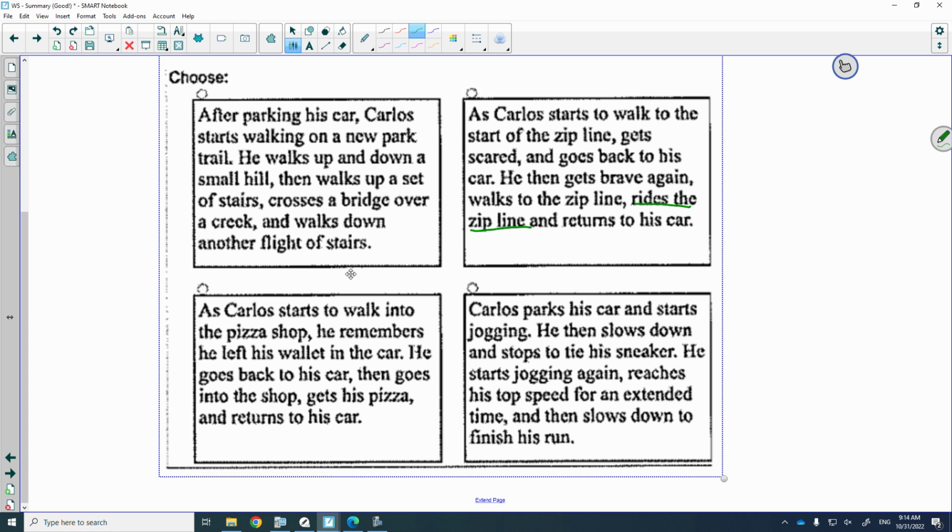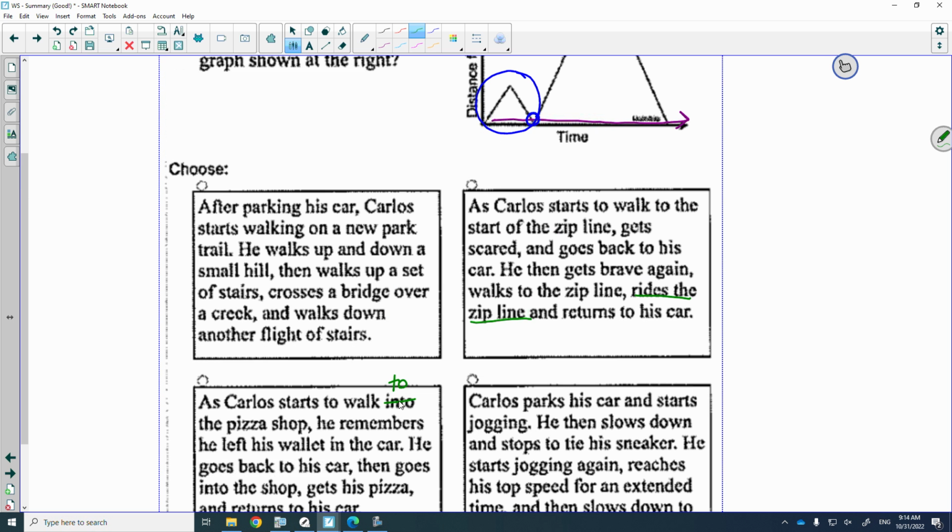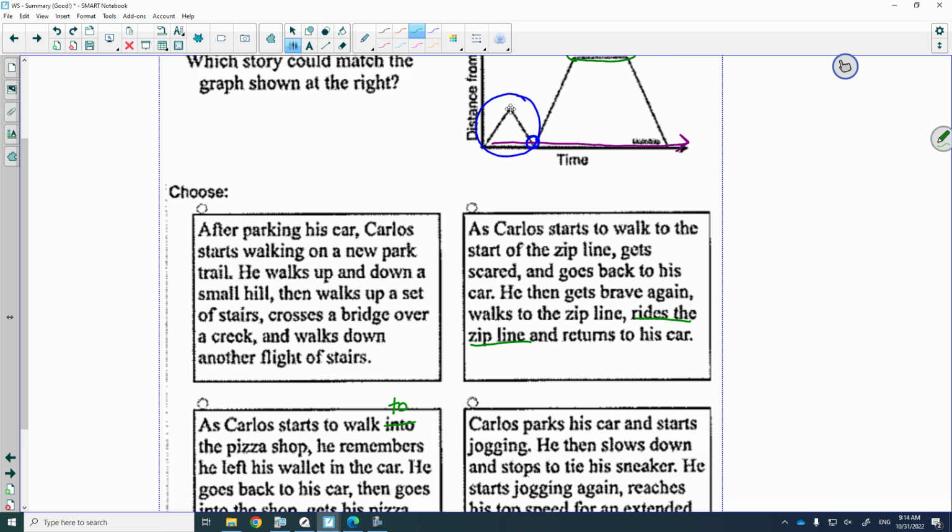If it said this, he walks, as Carlos starts to walk, to the pizza shop, would that be better? So as he's walking to the pizza shop, because you don't know how far he gets, right? I kind of agree with that. This makes it sound like he gets to the pizza shop, right? As he walks to the pizza shop, he remembers he forgot his wallet, so he's not there yet, though.